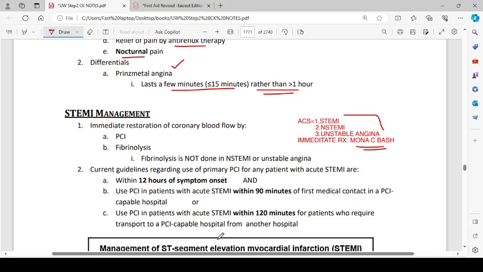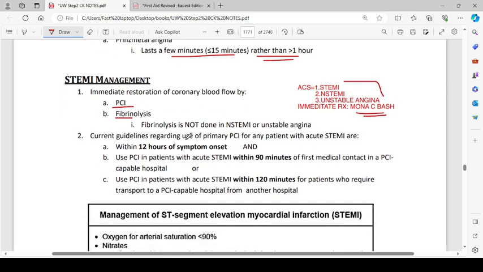So MONA's M is for morphine, then O is oxygen, N nitrates, A is aspirin, C is for clopidogrel, B is for beta blockers, A is ACE inhibitors, S is statins, and H is heparin. So these are the things which we give in ACS. Immediate restoration of the coronary blood flow with percutaneous intervention or fibrinolysis. Fibrinolysis is not done in NSTEMI or unstable angina.